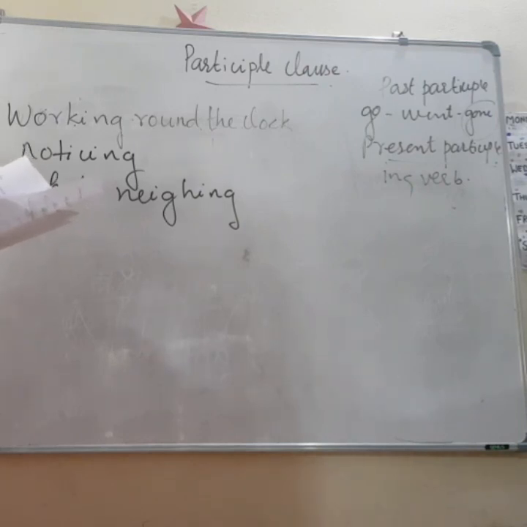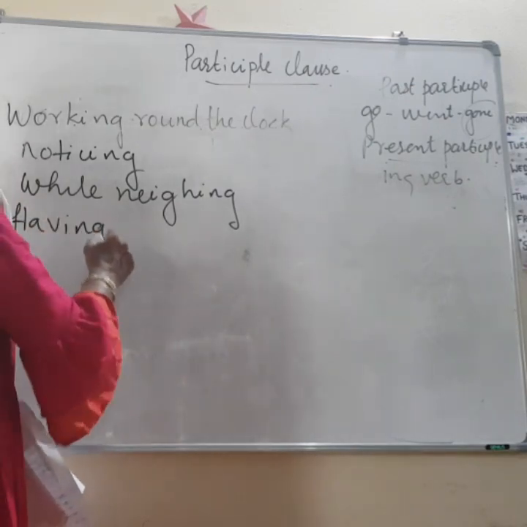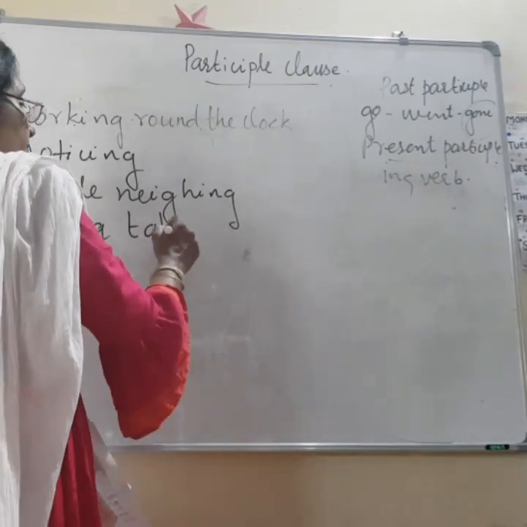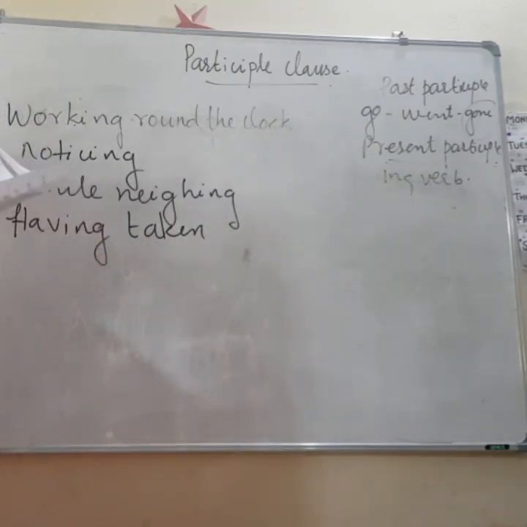Next you see, dash, I found myself in Bangalore instead of Benares. I had taken the wrong train. So here the perfect tense is used, had taken. So what will you use? Having taken. Having taken the wrong train, I found myself in Bangalore instead of Benares.